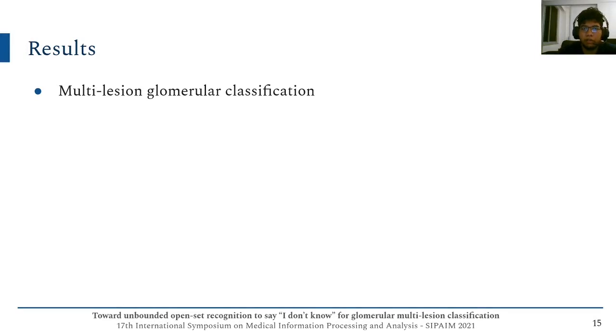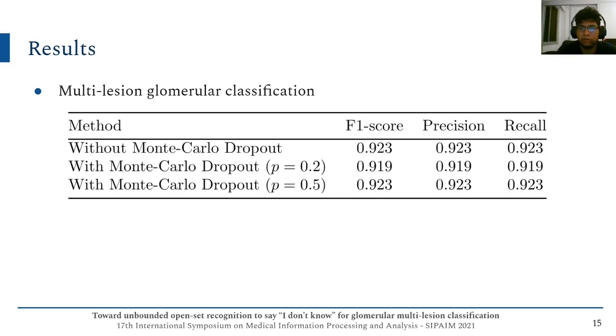Now let's take a look at our results. I first present the results for multi-lesion glomerular classification, considering the ensemble without Monte Carlo dropout and with Monte Carlo dropout with p equal to 0.2 and 0.5. We can note that Monte Carlo dropout with p equal to 0.5 returns metrics very similar to the case without Monte Carlo dropout.